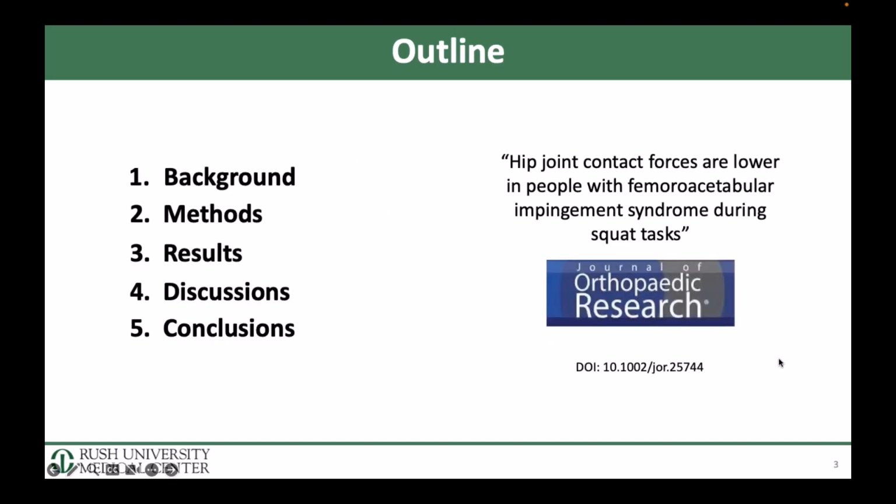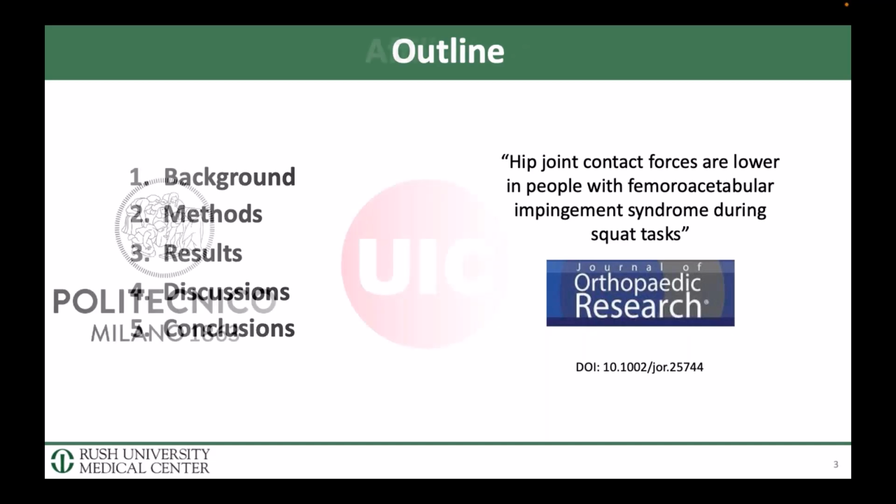Okay, so before starting the presentation, I would like to acknowledge that this study was recently published in Journal of Orthopedic Research. The findings that were published there are actually part of a broader study that also involved my master's thesis. So I would like to acknowledge all the institutions that are involved in this project.